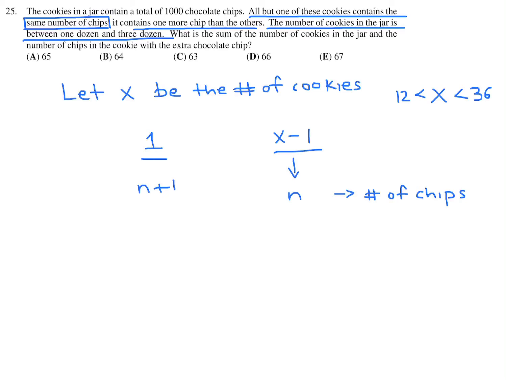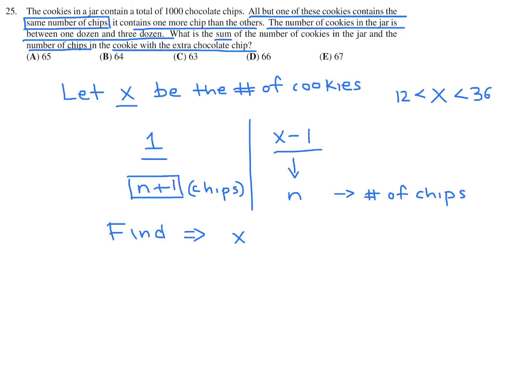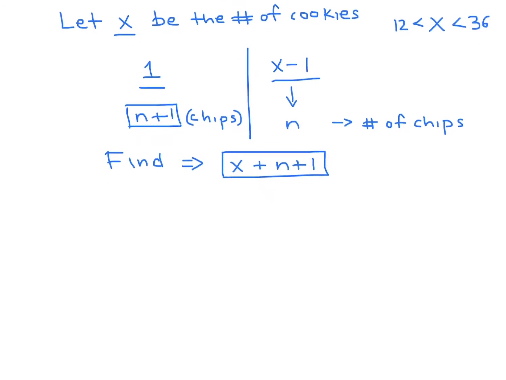All right? I'll write that in there, chocolate chips. And there we go. So what do they want us to find in the question so that we don't get confused? What is the sum of the number of cookies, so x, and the number of chips in the cookie with the extra chocolate chip? Well, the number of chips in the cookie with the extra chocolate chip is n plus 1. So this is what they want us to find. All right, so let's proceed with the question.